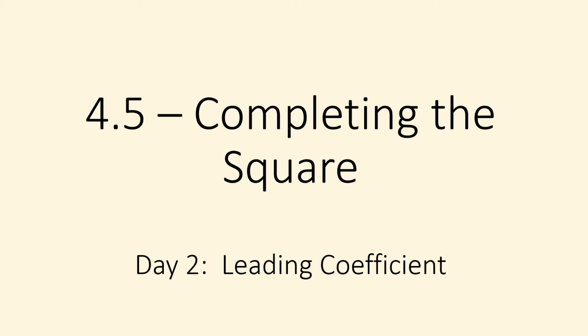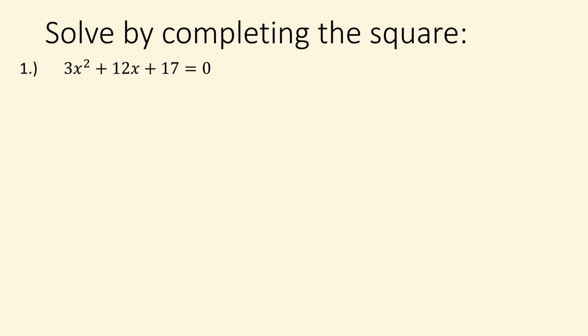Day 2 of completing the square is going to have problems with a leading coefficient. Now, first thing we should notice about this problem is that there's a coefficient in front of this x squared. We have a 3 here. We didn't have that yesterday. Okay, we want to check to see, can we just divide all these numbers by a 3? If we can, it makes the problem a lot simpler. But unfortunately, 17 is not divisible by 3. So we have to do this one the long way.